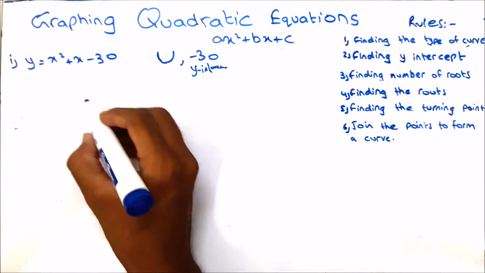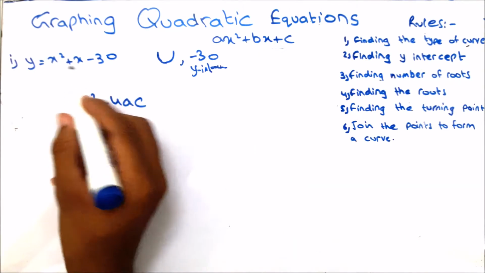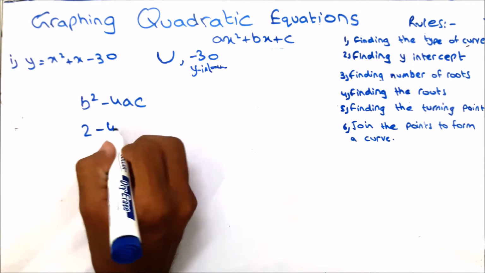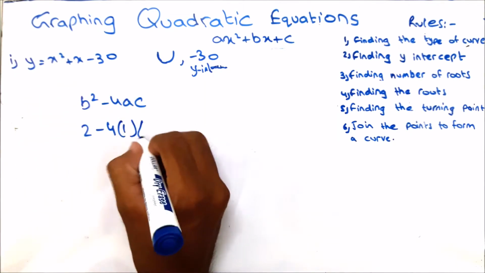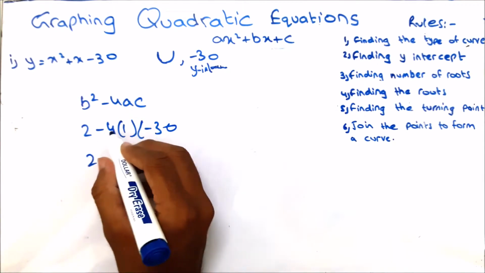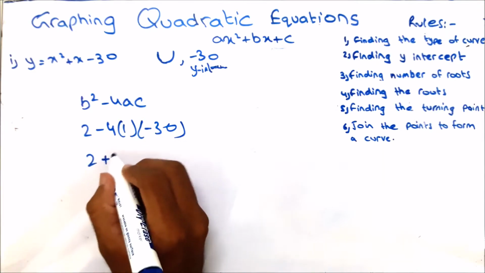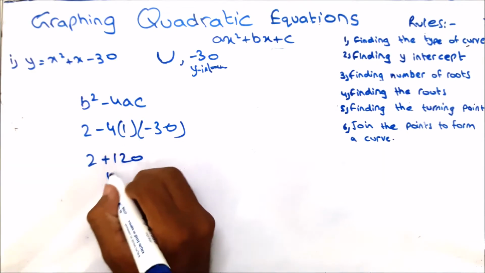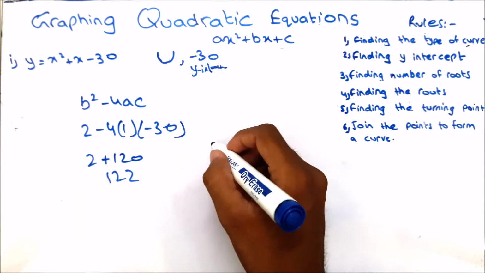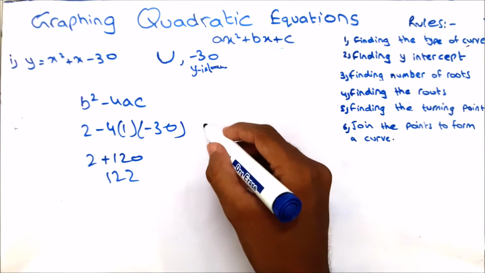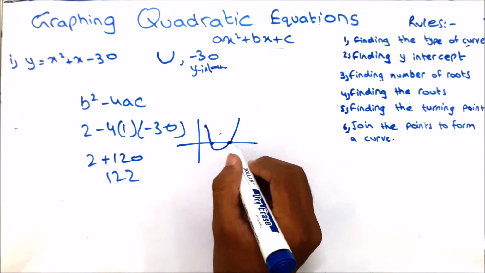So here, what is our b squared minus 4ac? Our b is 1, so b squared is 1, minus 4 times, what is our a? A is 1, the x squared coefficient is 1, and our c is minus 30. So 1 minus 4 times minus 30 is positive 120, or we get 121. That's a highly positive number, so we know that we have two distinct real roots. Our curve is somewhat like this. It intersects the x-axis at 2 points.